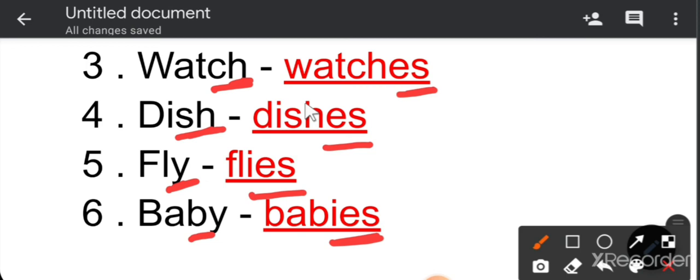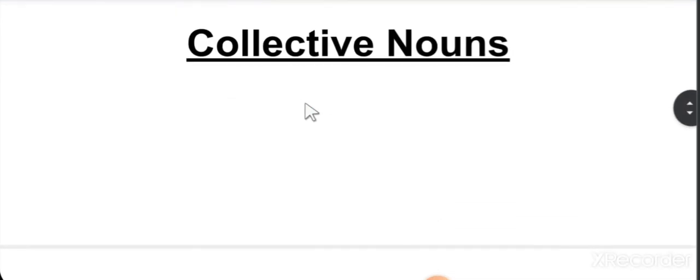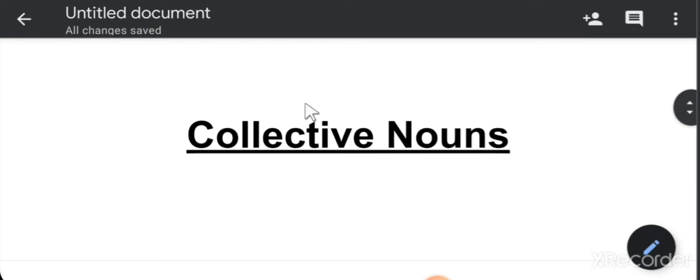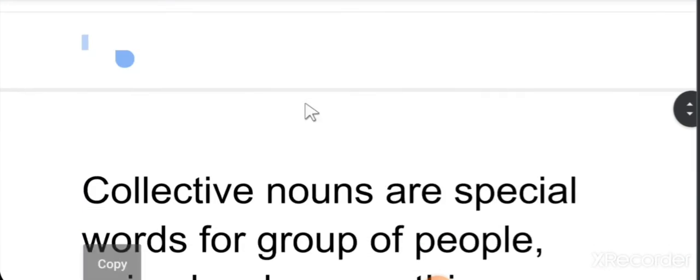So let's move towards the next topic. Next is collective nouns. Collective nouns. Can you tell me what are collective nouns?